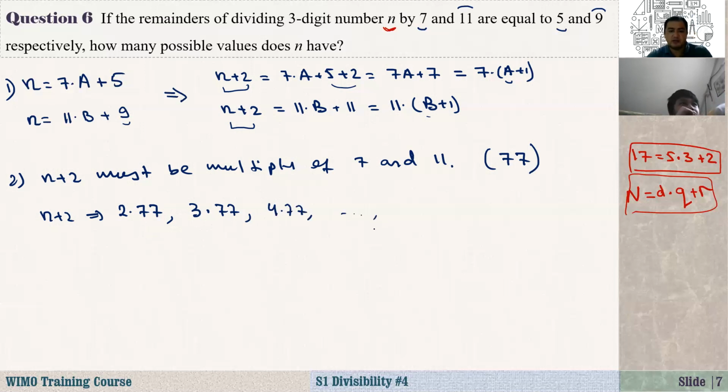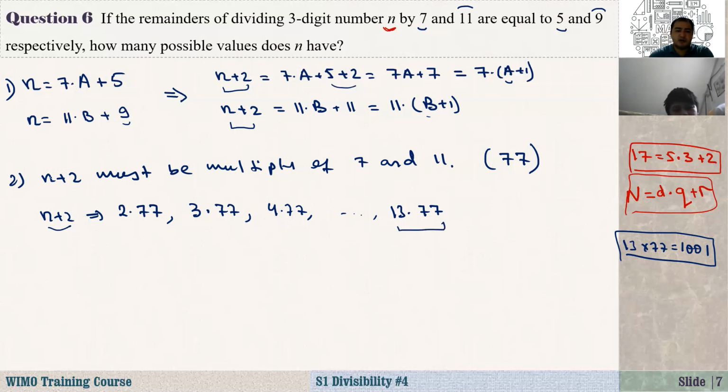And the last one, what is the last one? That is less than 1000 or 1002. Here we have actually 13, the 13 times 77. Because what is 13 times 77? Let me just write here. 13 times 77 is equal to 1001. So now, because here we have n plus 2, if we take the 2 to the left-hand side, n will be less than 1000.